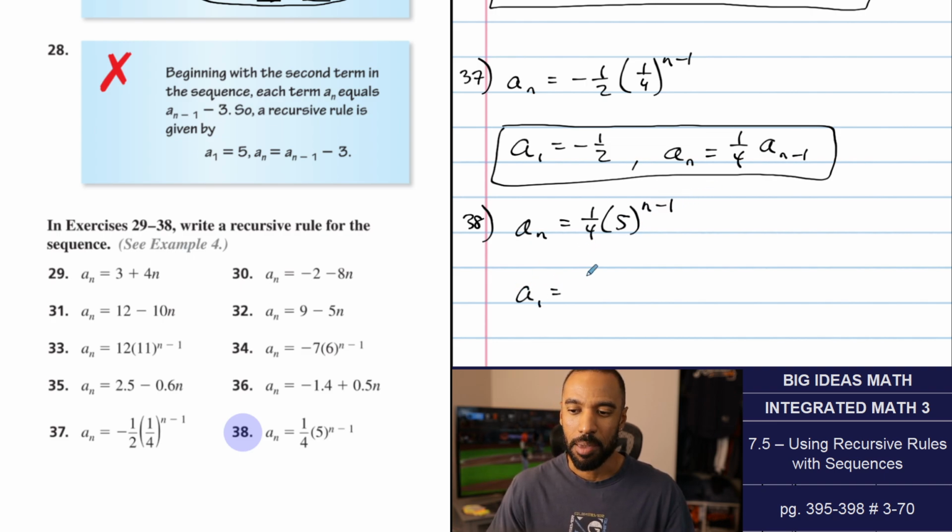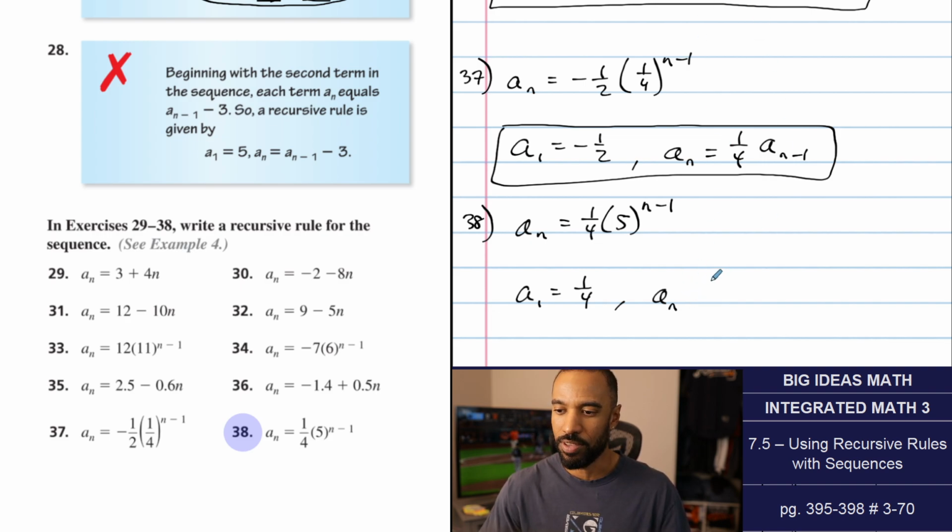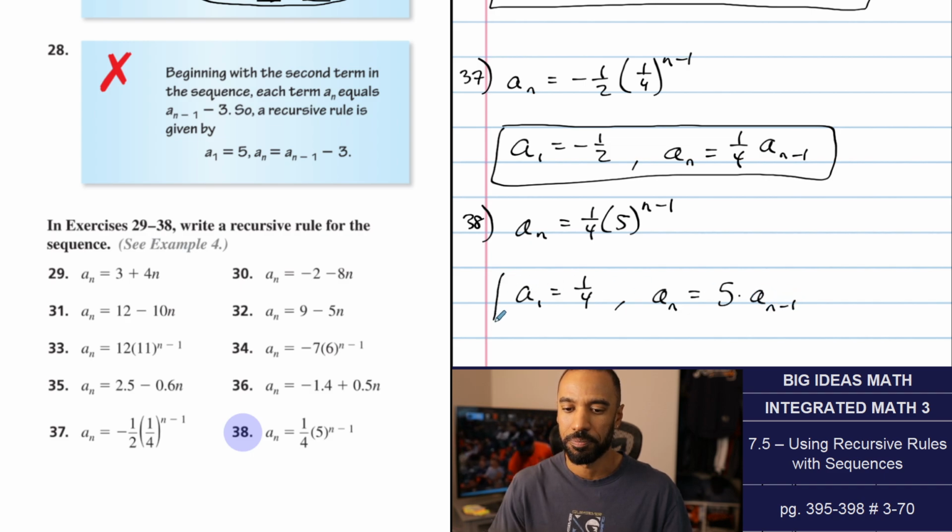So your first term this time is 1/4. Your common ratio is 5. So we're going to quintuple. Well, oh no. We're going to quintuple our previous values. So 5 times a sub n-1 there.